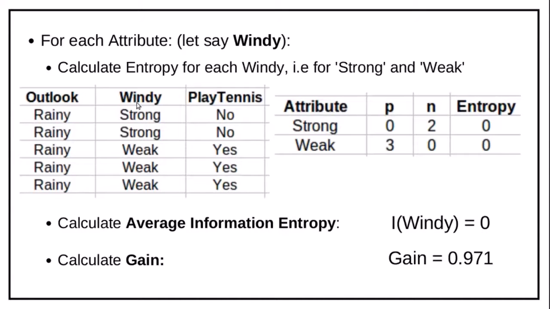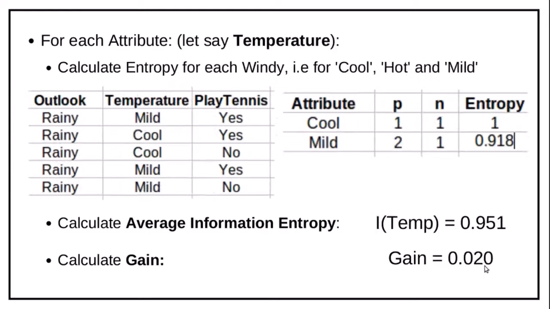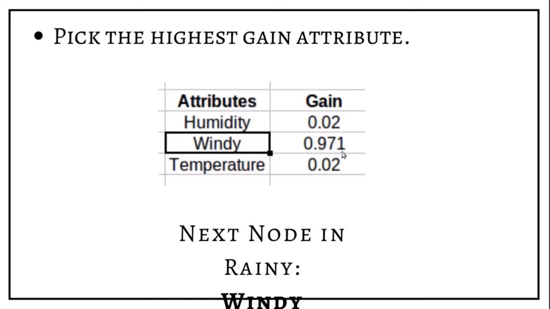Similarly calculate for windy. Again the outlook value should be rainy. So for strong, no positive values but 2 negative values, entropy is 0. Similarly for weak, 3 positive values, no negative values, entropy is 0. Calculate the information for windy, then gain is equal to 0.971. Now for temperature, same process. Here we have only 2 values, cool and mild. There is no hot. So lucky, you have to find only for 2 values. Calculate the entropies, then calculate the information, then calculate gain, and thus finally the highest value is for windy, that is 0.971.